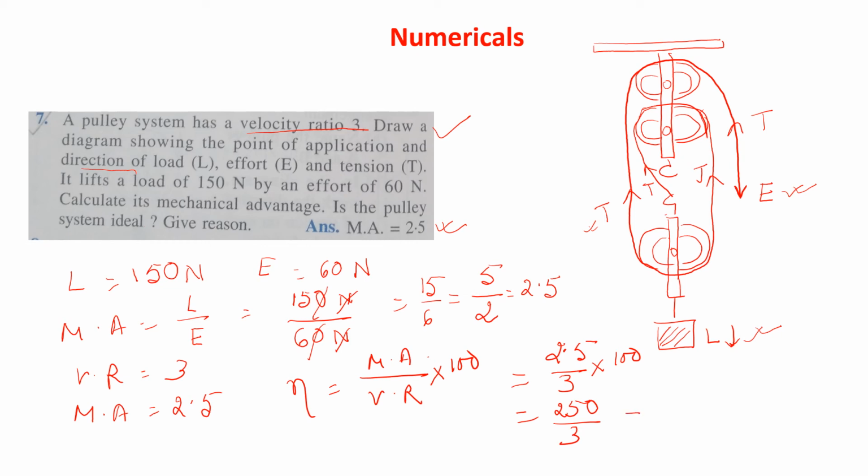Now this is coming 3 8s are 24, 10, 3 3s are 9, 3 3s are 9, 83.33%. So is the pulley system ideal? No. The pulley system is not ideal because it is less than 100%. Am I clear?